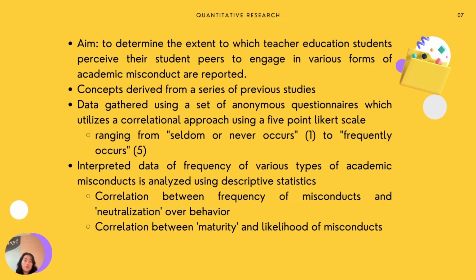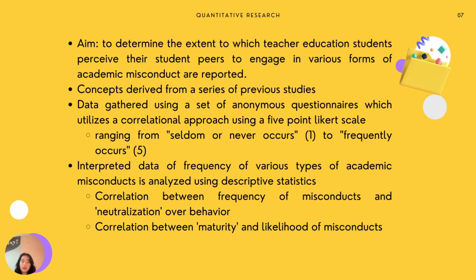So, following the characteristics of a correlational study, the concepts in the study are derived from a series of previous studies in the same field. So it basically identifies the correlation between variables that are perceived to have a relationship with one another. The data is gathered using a set of anonymous questionnaires, utilizing a correlational approach with a 5-point Likert scale, ranging from seldom or never occurs, which is 1 point, to frequently occurs, which is 5 points.